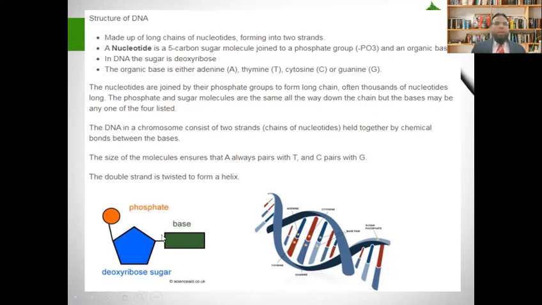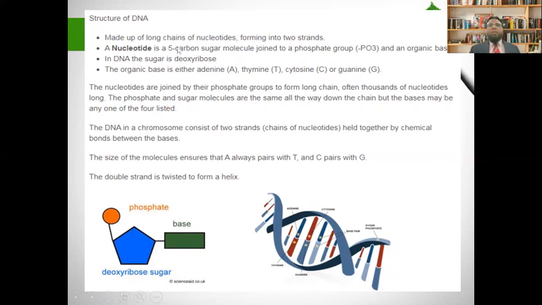Now, what is a nucleotide? One nucleotide contains deoxyribose sugar, one nitrogen base, and a phosphate group. When many nucleotides combine together, they make a polynucleotide. When two polynucleotide chains coil with each other, it makes the DNA structure. So now you can see it is made of a long chain of nucleotides forming two strands.